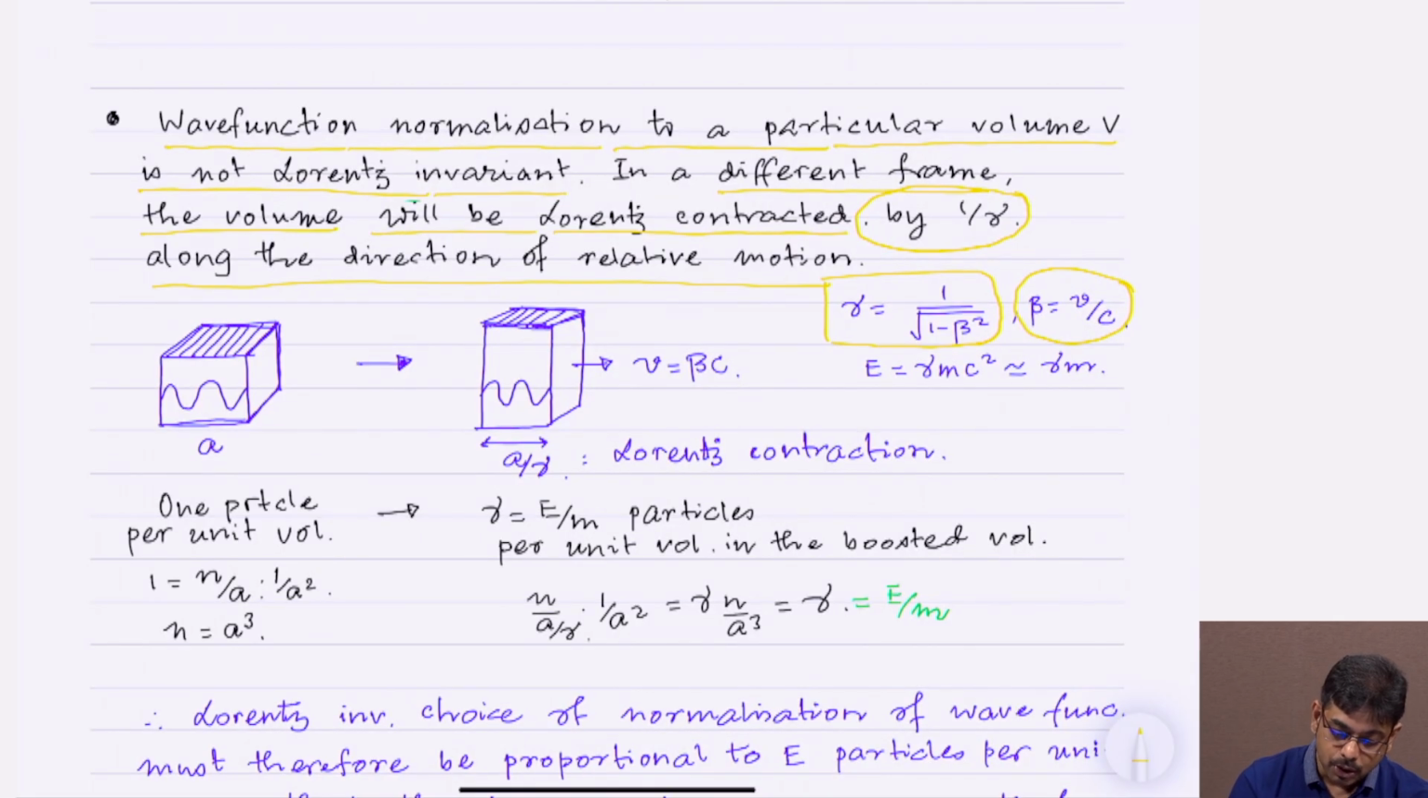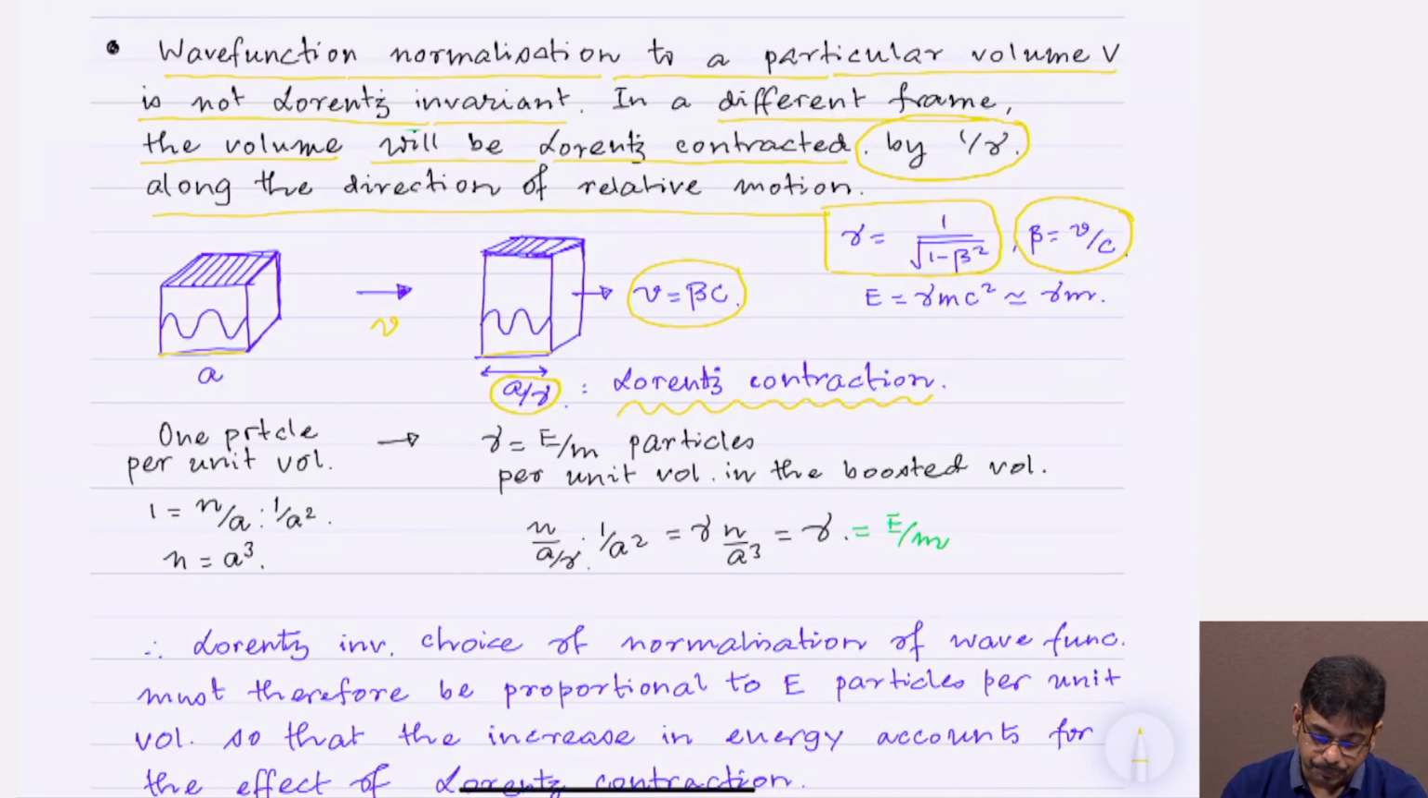So, if this is your box with which you normalize the wave function, with side A basically. Now, if this is moving with a velocity v along this x direction, this length is going to get contracted to A by gamma. This is what is called the Lorentz contraction, and this motion is with a velocity v, which you can parameterize with beta c.